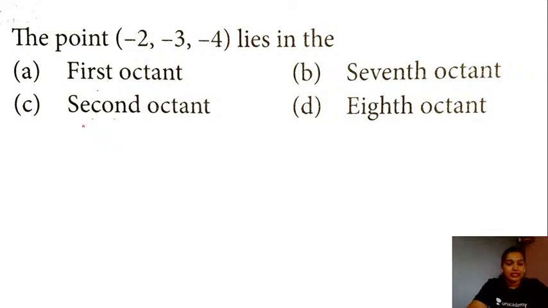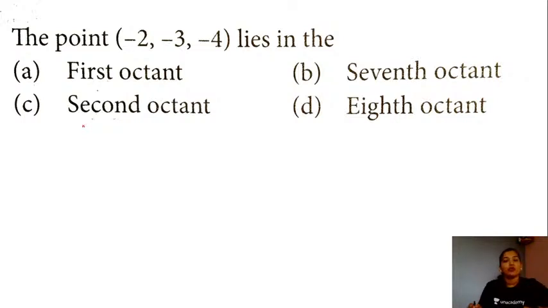So here is the next question now, students. The point -2, -3, -4 lies in which octant? Your question is: the point -2, -3, -4 lies in which of the following octants? So give a try, students.